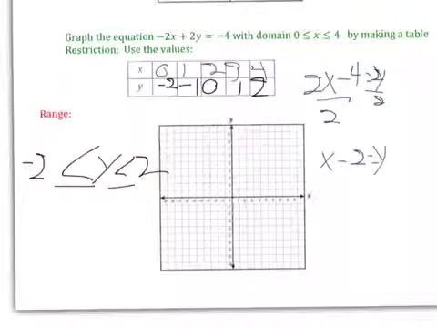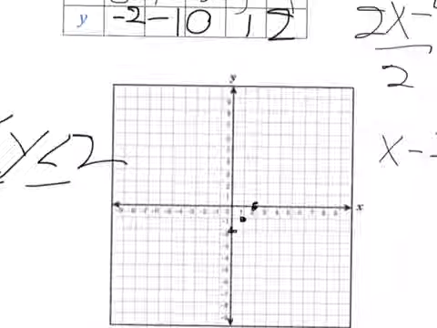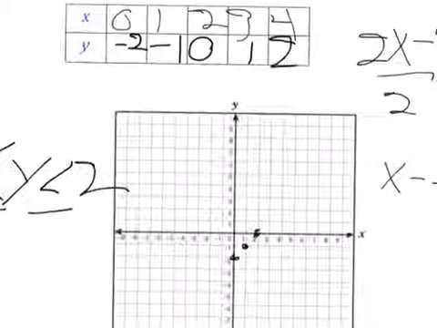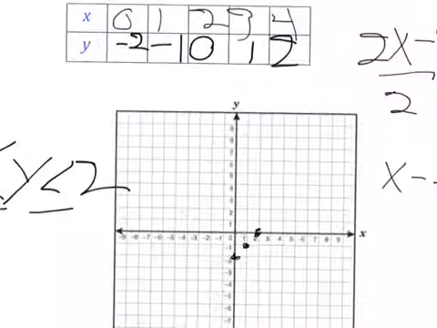That's our range. And so to graph it, we're going to do 0, negative 2, 1, negative 1, 0, 2. y is greater than or equal to negative 2 and less than or equal to 2, because we're restricted on both sides. And then we have to graph it.